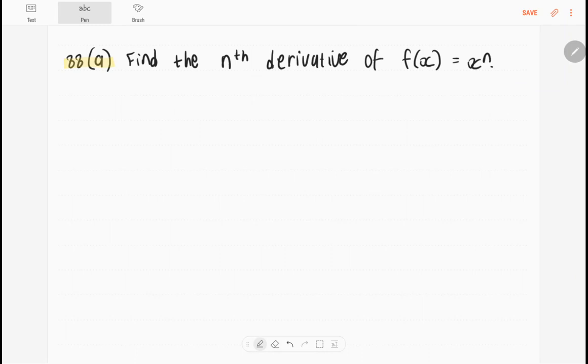Finally, we are looking at number 88a, and it says find the nth derivative of f of x equals x to the n. So let's just first find the first derivative. The first derivative of f is going to be n x to the n minus 1. The second derivative is the derivative of the first derivative. So we still have our n, which is just a constant. Then it's multiplied by n minus 1. Then it's x to the power n minus 1 minus 1. So this is just going to become x to the n minus 2.